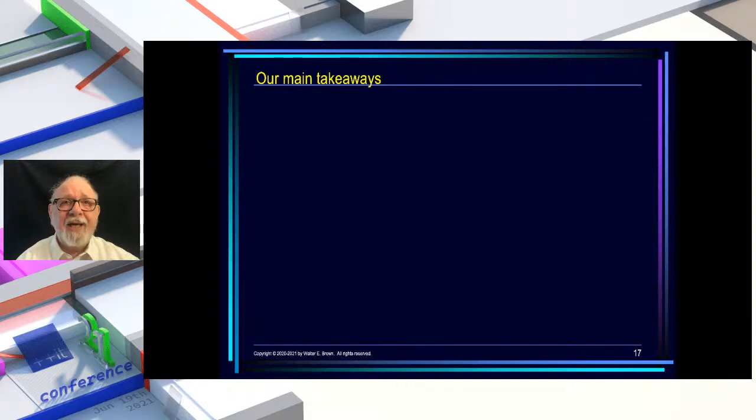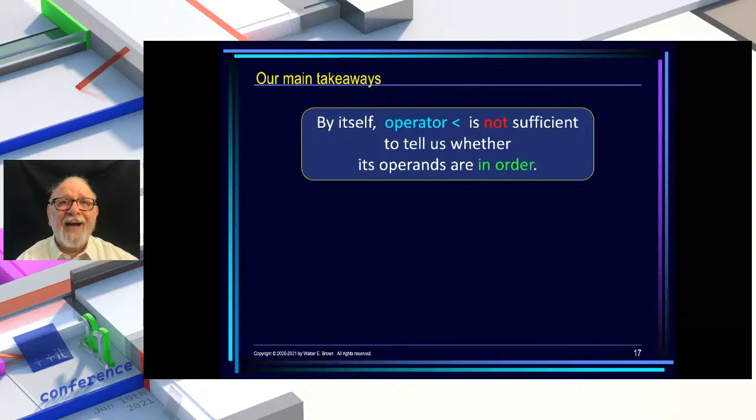The main takeaway that I would ask you to keep in mind, there are two, they are complementary, is that by itself, operator less than does not tell us whether its operands are strictly in order. It tells us something about their order, but it's not the same as in order. Not if you use the operands in the order that they were handed to us.